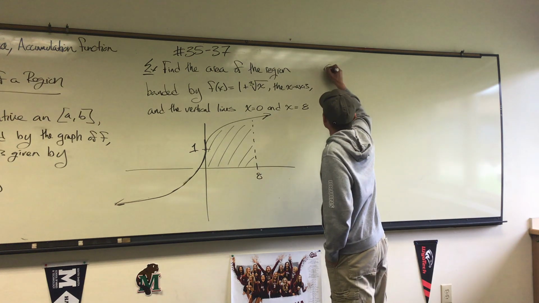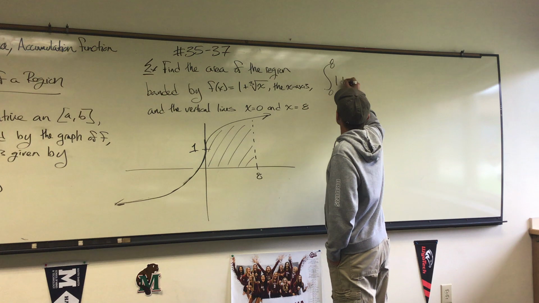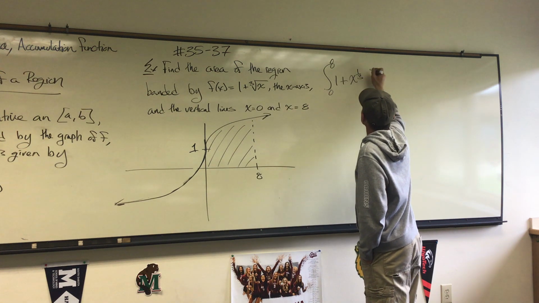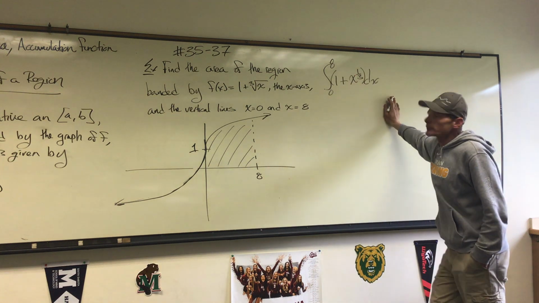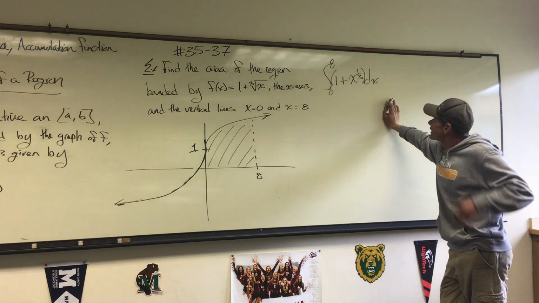So, find the area of the region bounded by f of x equals 1 plus the cube root of x, the x-axis, and the vertical lines x equals 0 and x equals 8. I drew a nice sketch there for you that tells you we're finding the area of that region. So what we do is we write the integral from 0 to 8 of 1 plus the cube root of x. I'm going to write x to the 1/3 dx. It's good to put parentheses in there so people know where your integral ends, that is, what you're taking an integral of.